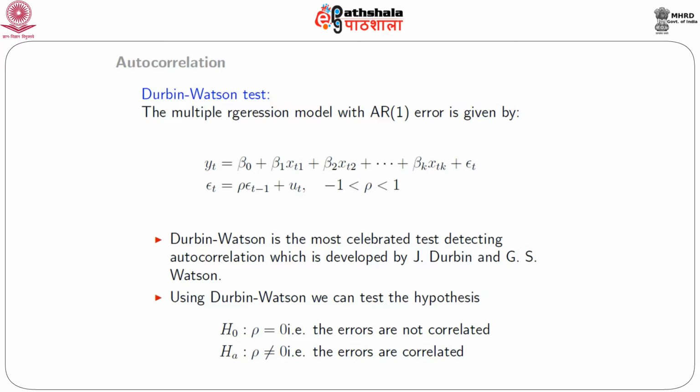The Durbin-Watson is the most celebrated test for detecting autocorrelation, and it was developed by J. Durbin and G. S. Watson. Using the Durbin-Watson test, we test the hypothesis that the null hypothesis says rho equals 0, in other words, the errors are not correlated, and the alternative hypothesis says that rho not equals 0, that is, the errors are correlated. As you can see, under the null hypothesis rho equals 0, if we plug rho equals 0 in the autocorrelation equation above, we have epsilon t equals ut, or in other words, there is no correlation between epsilon t and epsilon t minus 1.